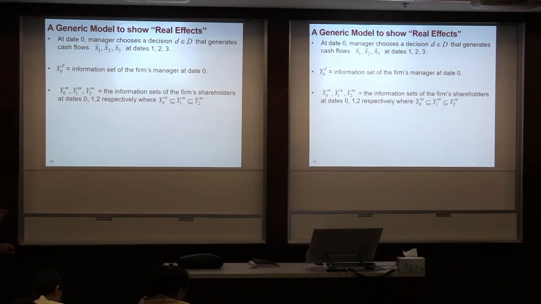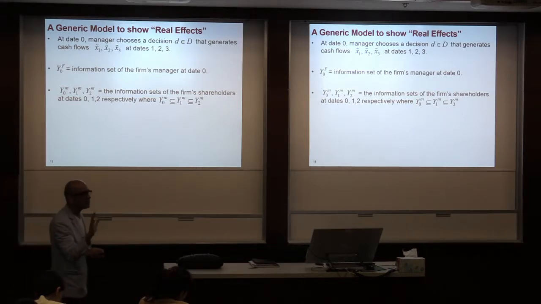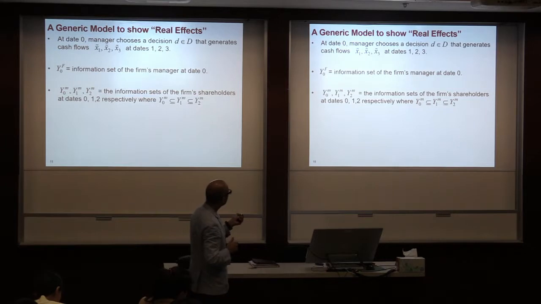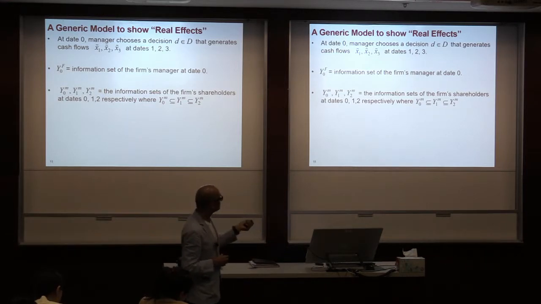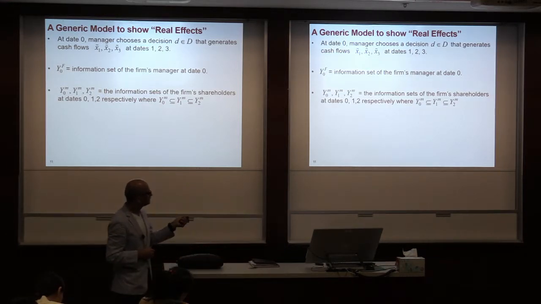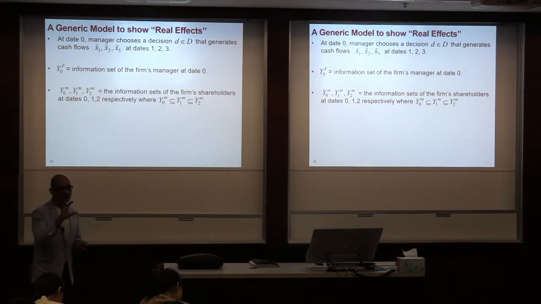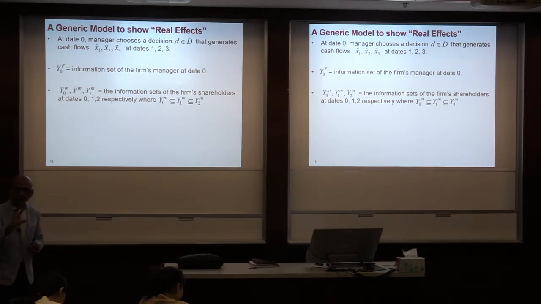Later on, we'll get into details. We'll put more color on what these information sets are. For now, it's a very generic model. And let's call the information sets of the market Y0 M, Y1 M, Y2 M. These are the information sets of the firm shareholders at dates 0, 1, and 2, respectively. Also, I'm going to make an assumption on the information set of the market. It's getting finer and finer over time, captured by the following relationship. In other words, over time, more information is coming out, which seems realistic.